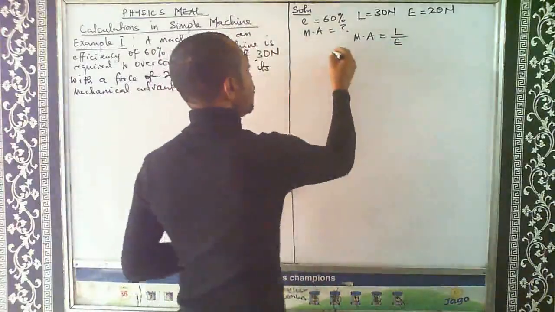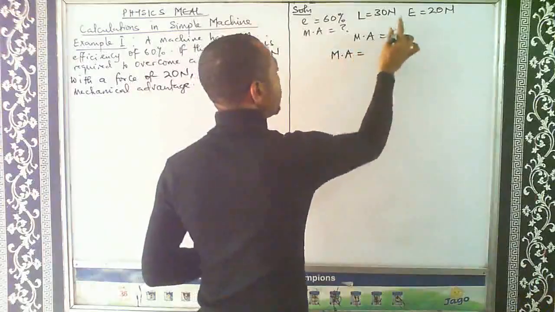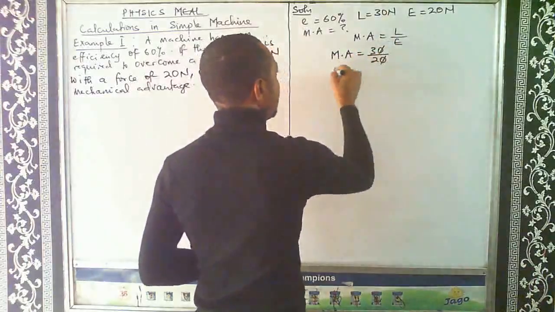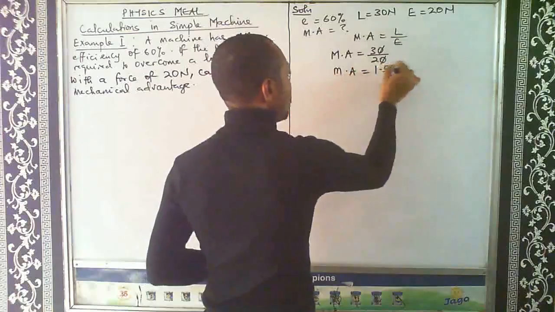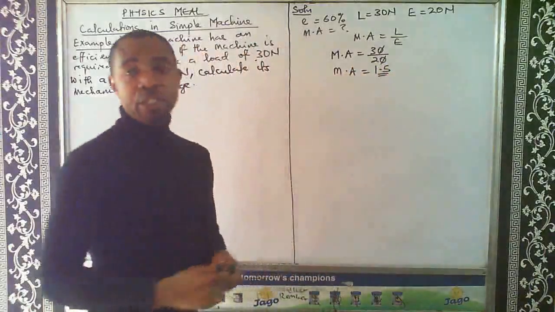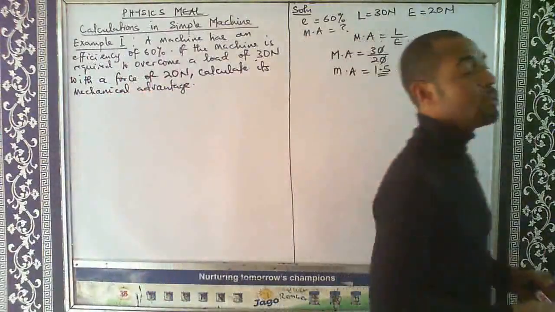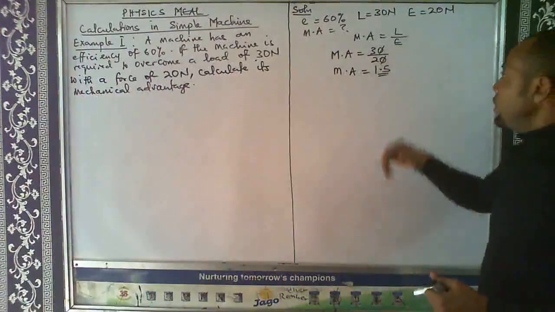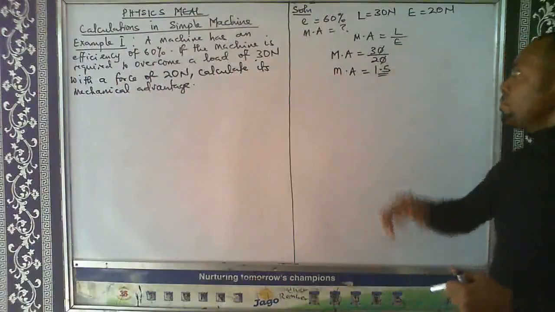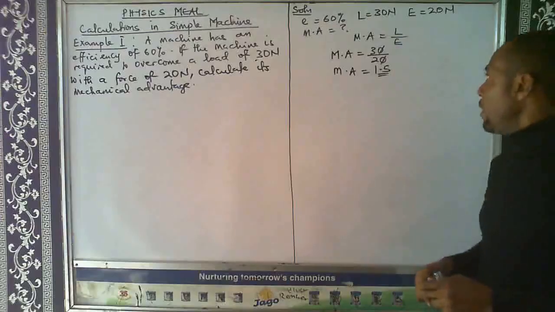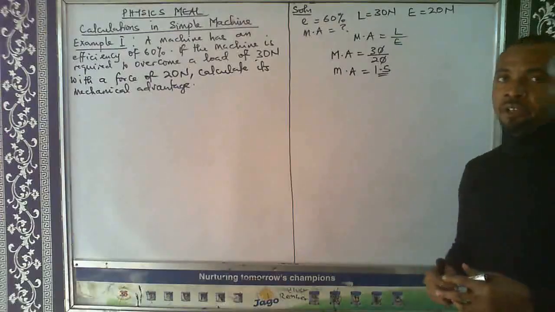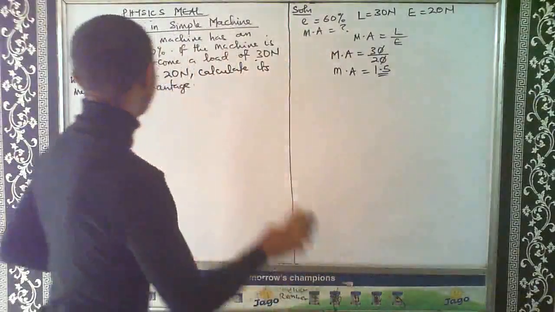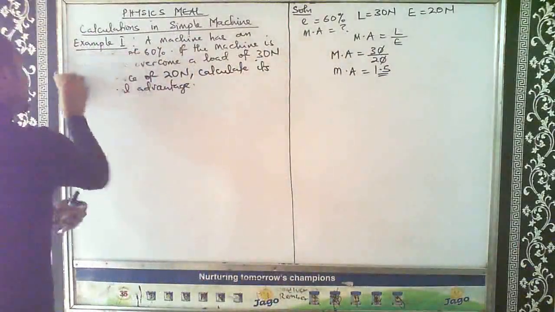All right, so if we now execute, mechanical advantage will give us, what's our load? 30. What's our effort? 20. And when we divide this, mechanical advantage will be 1.5. No unit. You remember that when we looked at mechanical advantage, we said it's a dimensionless quantity, it has no unit, because load is measured in Newton and the effort is also measured in Newton. All right, that's our first example. I believe it is clear. Let's take one more question. Let's look at example 2.